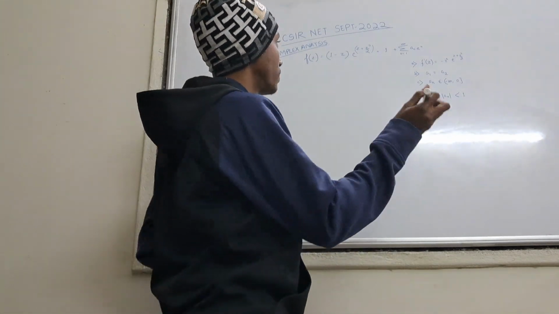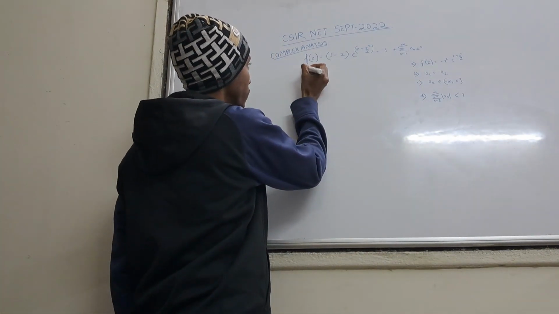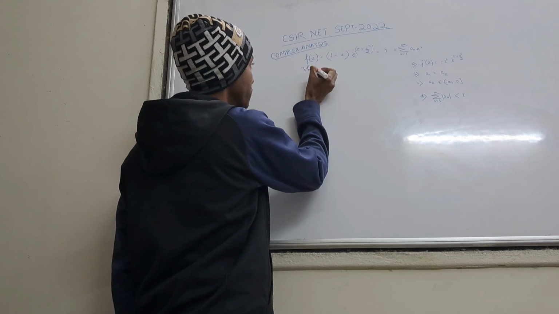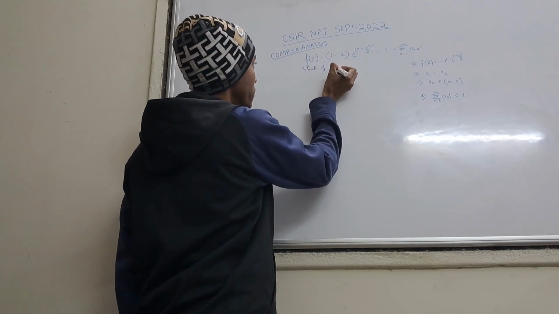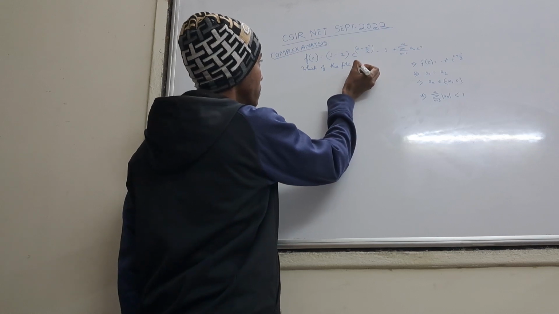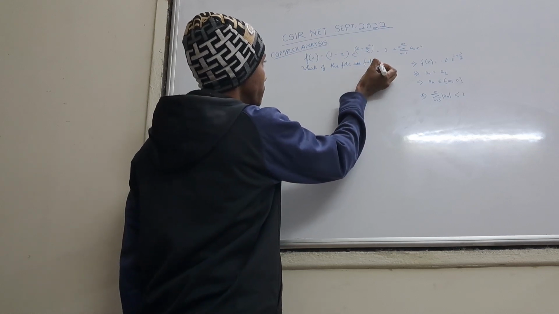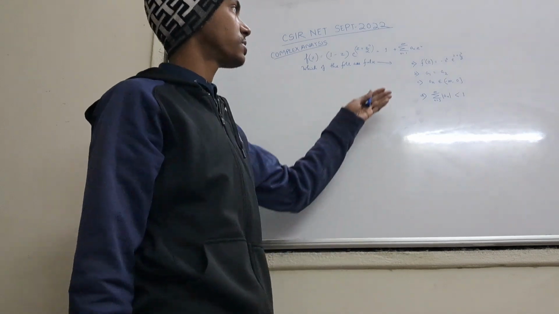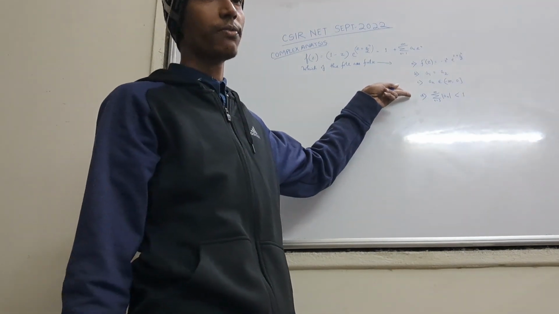And our four options are, that means we have to see that which of the following are false. We have to see that out of these four options which are false.